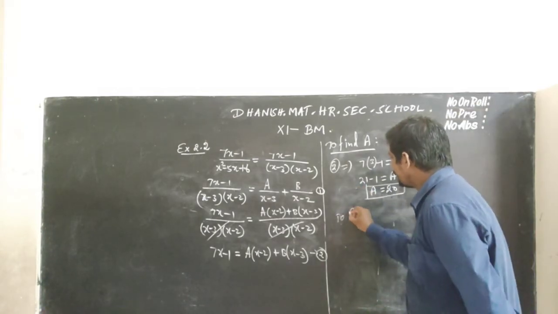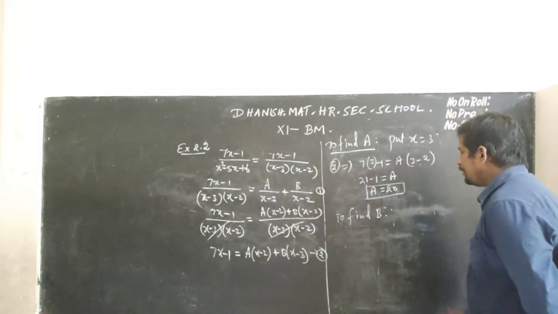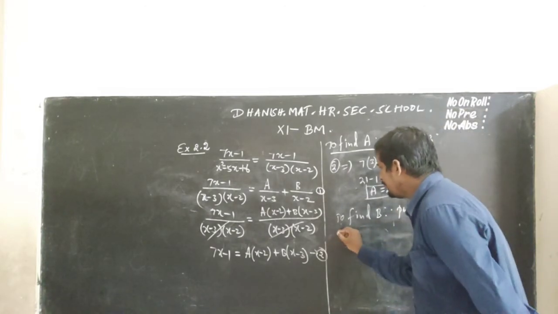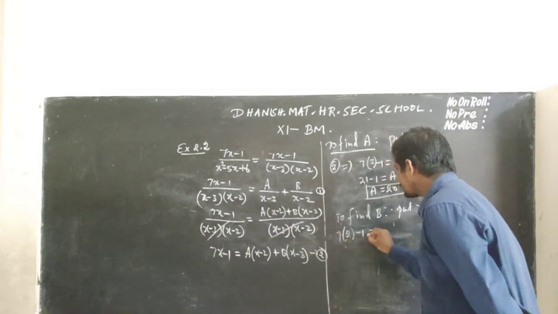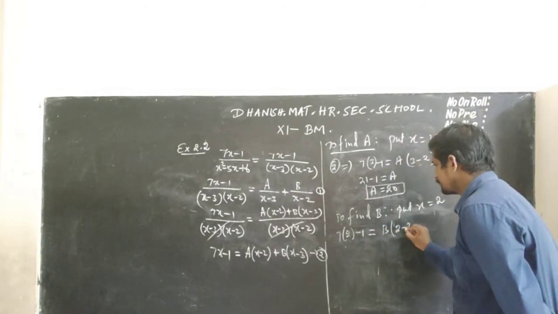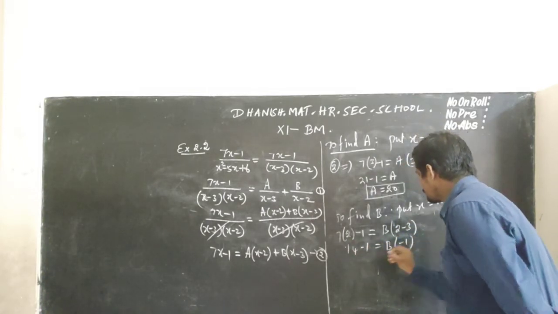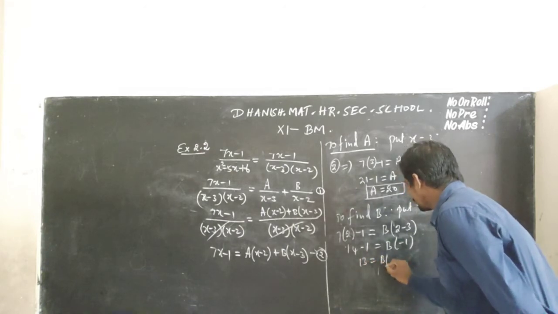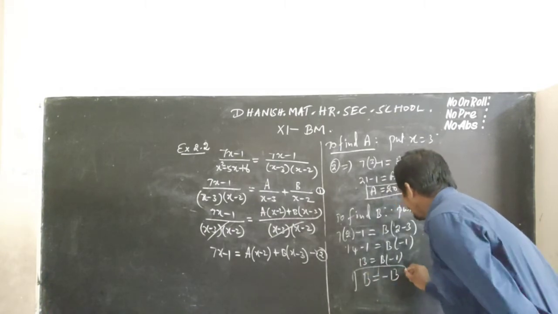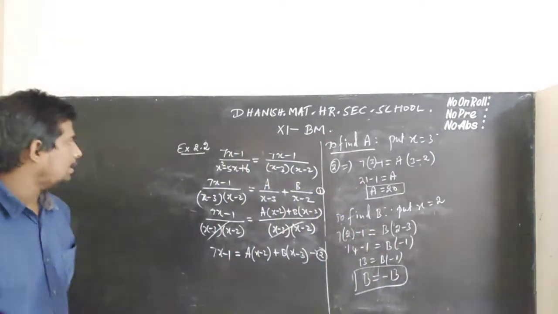Now to find b, in order to find b I am going to put x as 2. So equation 2 becomes, where b is minus 13. We got our a and b. Now I am going to substitute a and b in equation number 1.